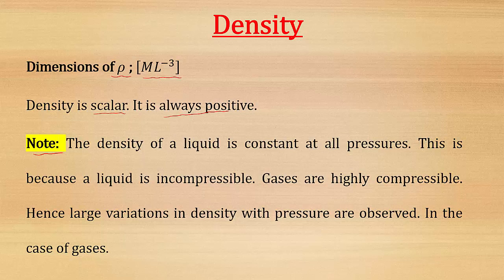Then note point, the density of a liquid is constant at all pressures. This is because liquid is incompressible. When it is not possible to compress the liquid, the density of liquid remains constant. Gases are highly compressible, so large variations in density with pressure are observed in case of gases. In case of liquid, density is constant. In case of gases, density is not constant because gases are highly compressible.